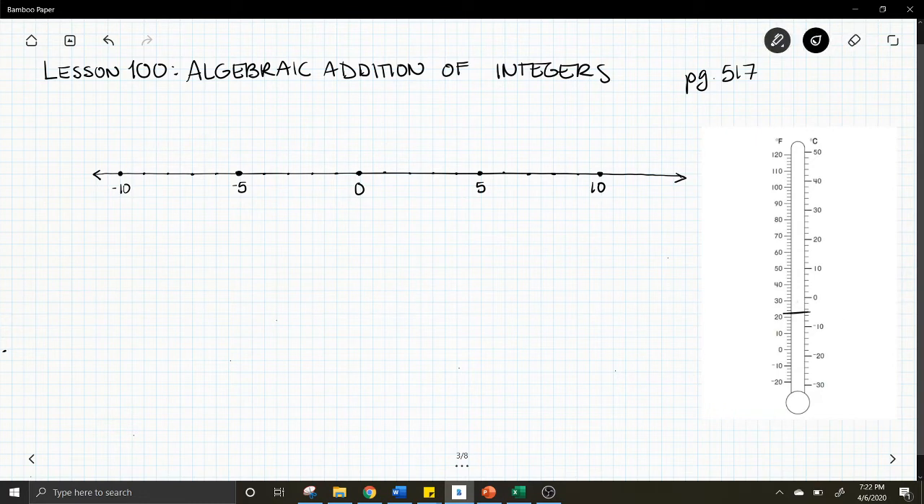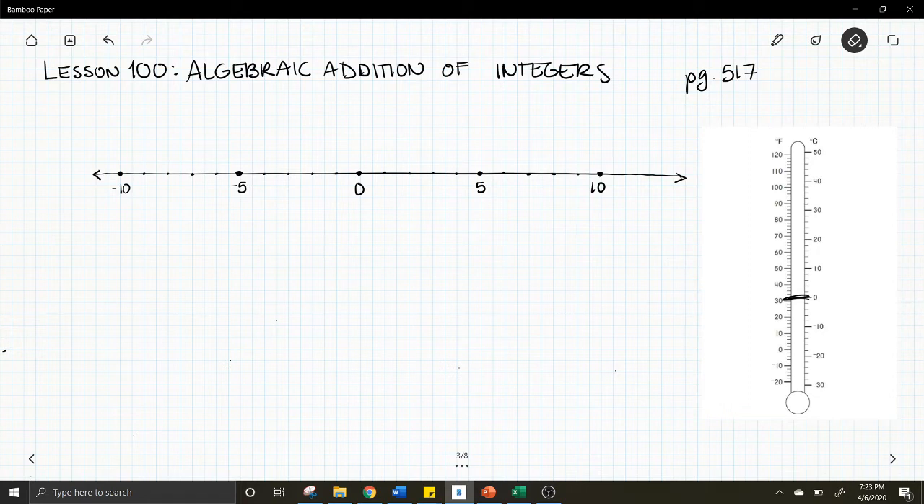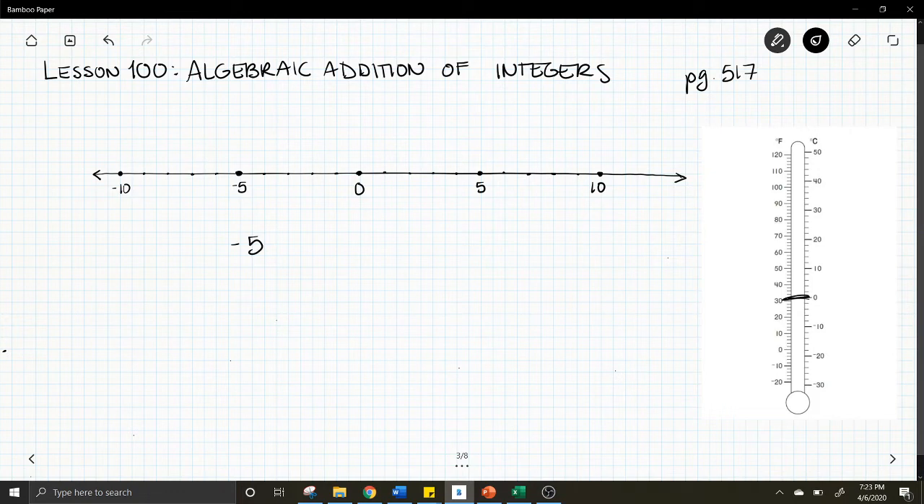And then the temperature rises 5 degrees. So we lost 5 degrees, then we gained 5 degrees again. So our resulting temperature now is at 0 degrees again. So we had -5 plus +5 equals 0. So really the lesson here is that when we add opposites, the sum is 0.